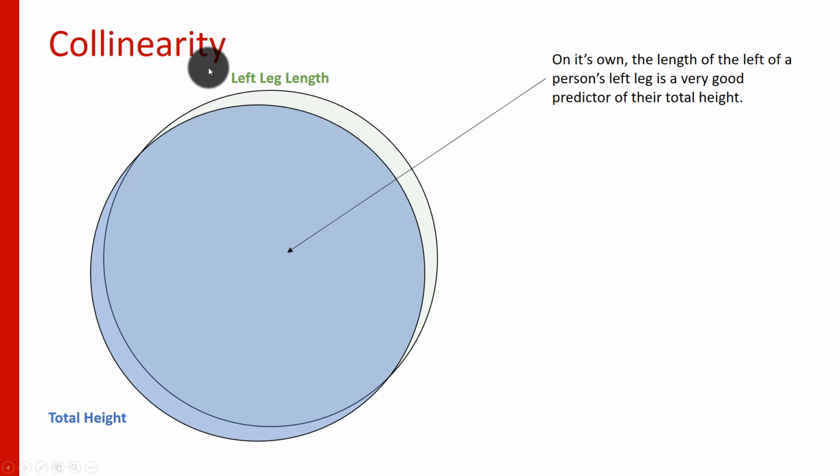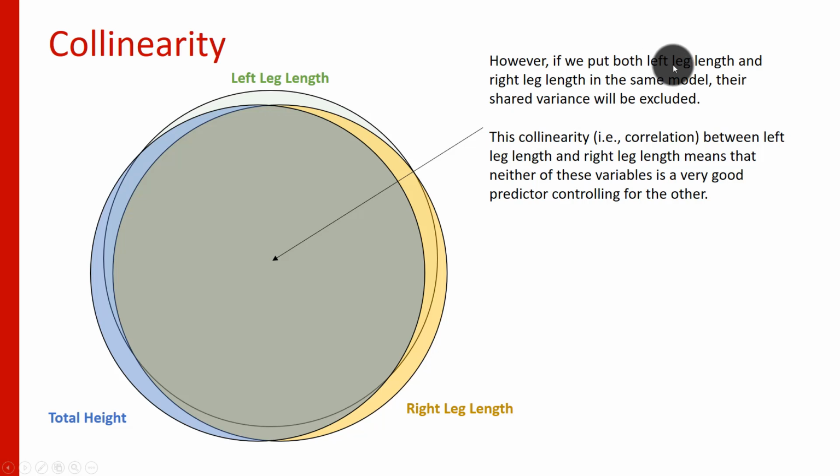So collinearity is an issue when we have two variables that are highly correlated and we're trying to predict a third. So for instance, if we're trying to predict total height as a function of left leg length, on its own, left leg length is probably a very good predictor of a person's total height. Taller people are going to have a longer left leg. There's a lot of shared variance between those two variables. However, if I put both left leg length and right leg length into the same model, their shared variance now has to be excluded, right, for the reasons that we talked about before. So this area where all three circles overlap is getting taken out of the model because we can't double count it for both left leg length and right leg length.